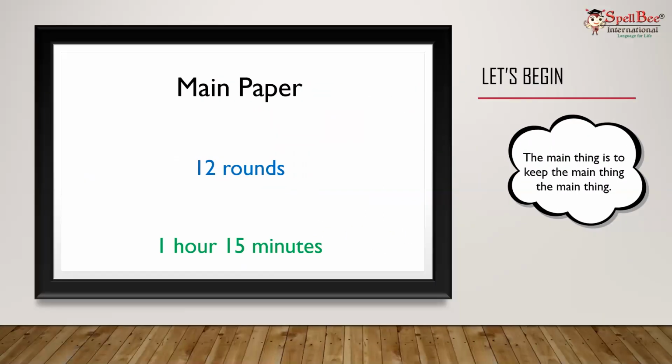So what comes first? The main paper. The main thing is to keep the main thing, right? So what's the main thing? Our main paper. You will first start answering the rounds of the main paper. So how many do you have? You have 12 rounds. And how much time do you have? You have 1 hour and 15 minutes to complete them. There are 12 rounds in your main paper and 3 rounds in your tie paper. For evaluation and grading, both the main and the tie papers will be assessed. Remember this, the tie paper is not an optional paper. The main paper and the tie paper are equally important. Try to finish them both.